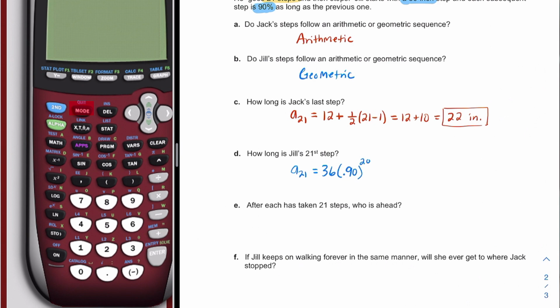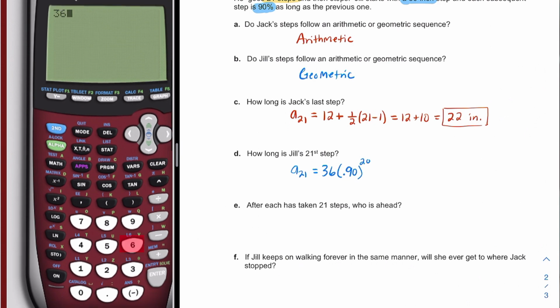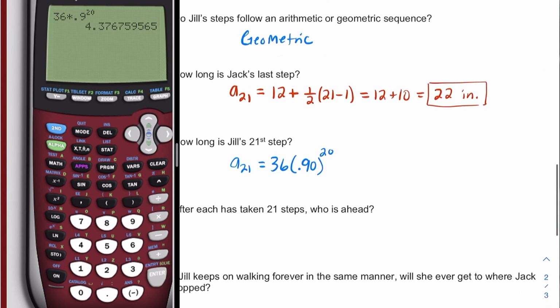So here we go. This would be 36 times 0.9 raised to the 20th power, which makes her last step, let's do 3 decimal places, 4.377 inches long. So her steps are getting significantly smaller at this point, while Jack's are getting bigger.